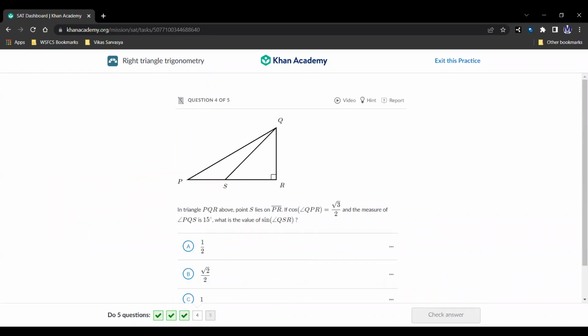All right, next question. Here it is. Triangle PQR above, point S lies on PR. The cosine of QPR is root 3 over 2. The measure of PQS is 15. What is the value of sine of QSR? Well, let's see what we know. The cosine of QPR is root 3 over 2.